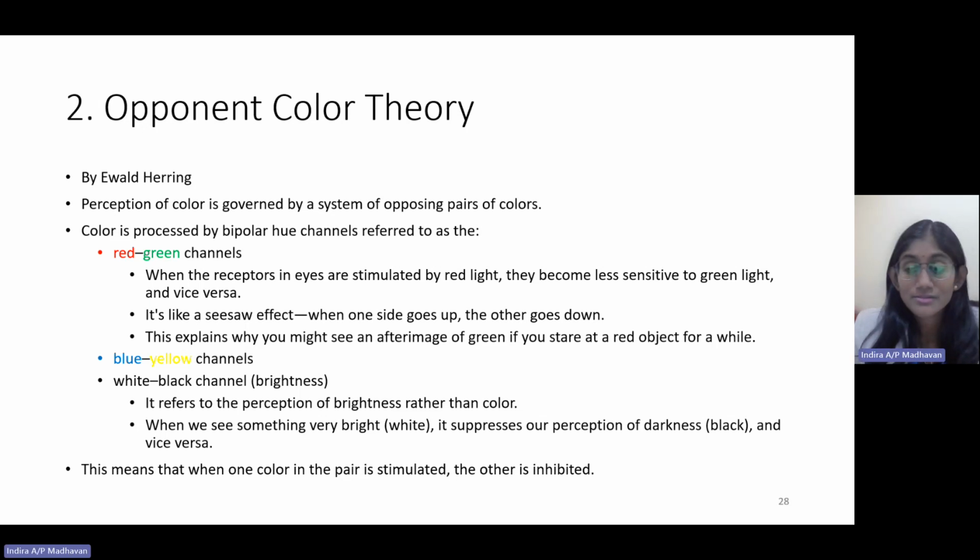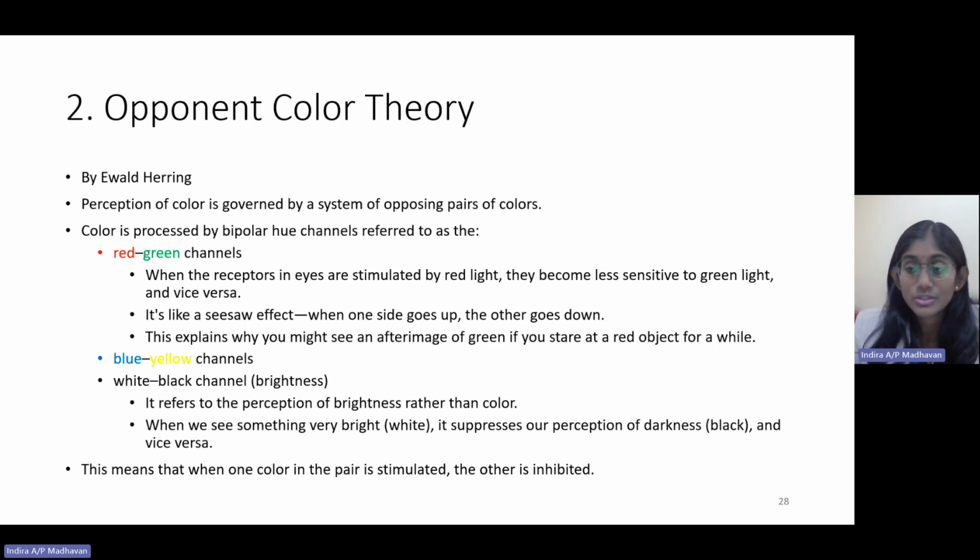The same explains blue-yellow channels also. When you see blue, blue gets activated. When you see yellow, yellow gets activated. And then when you look at some plain wall or something, you will see the residual colors. And also we have a third channel, which is known as the white-black channel.